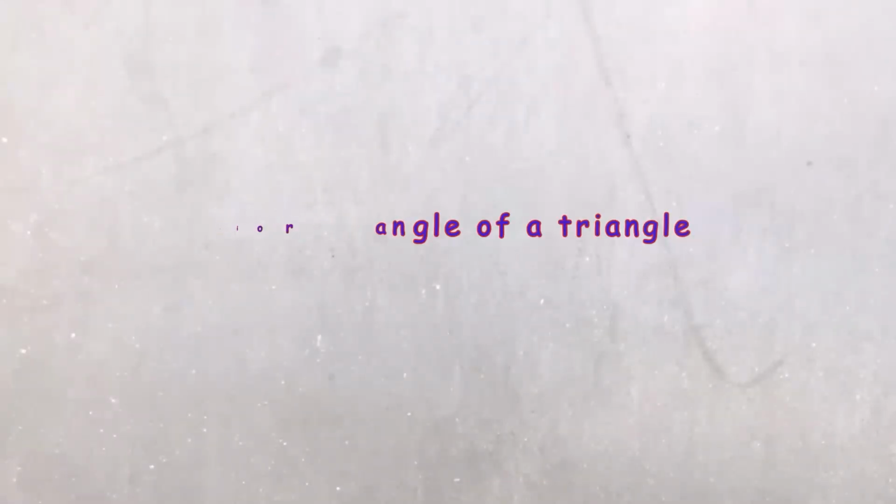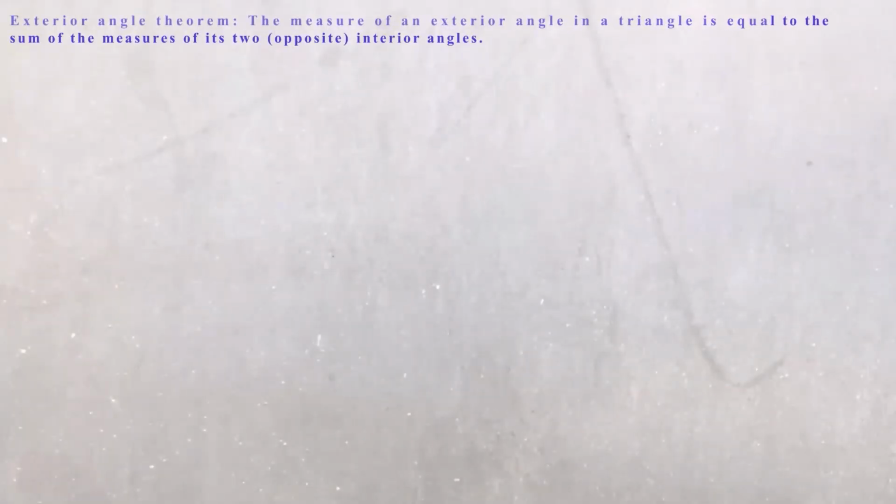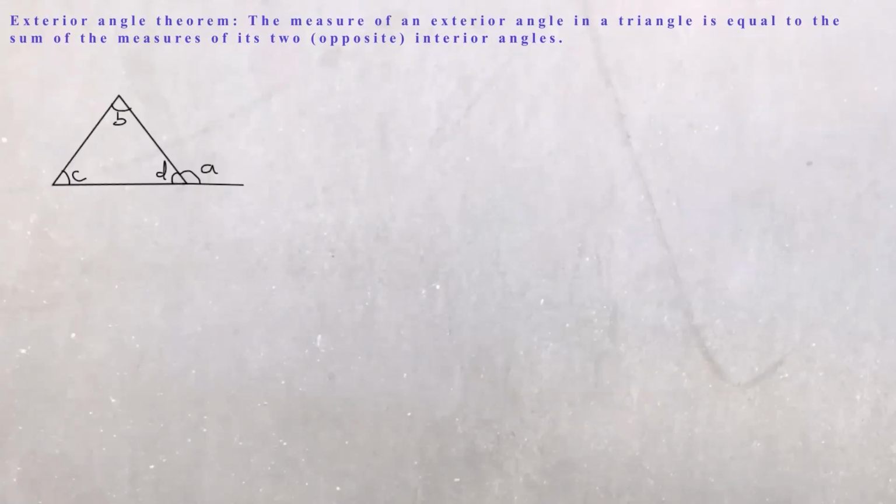Let's also look at the exterior angle of a triangle. The measure of an exterior angle of a triangle is equal to the sum of the measures of its two opposite interior angles. Looking at this triangle, angle A, according to this theorem, states that the addition of angle B and C will be equal to angle A. So angle B and C are the two opposite interior angles to angle A.